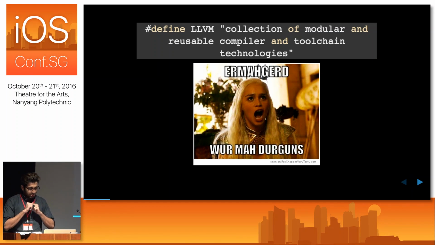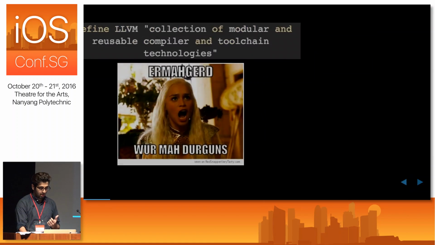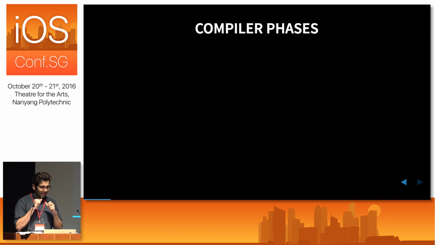But just to give you an idea of what LLVM is and where it comes from, we need to go into compiler 101. So we're going to talk about compiler phases now. And when it comes to compiler phases, there's this flow chart that some of you who studied compiler design might have seen before. It's quite common. Looks like this.